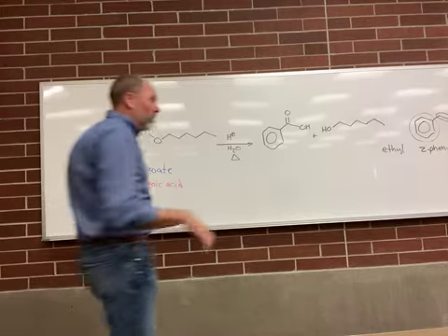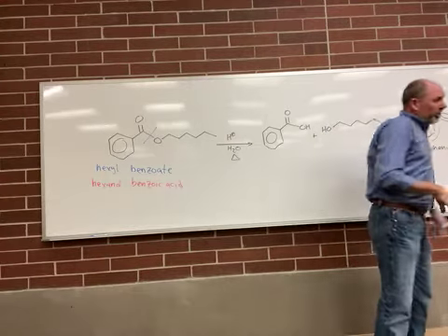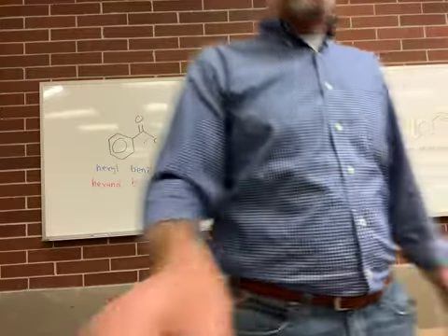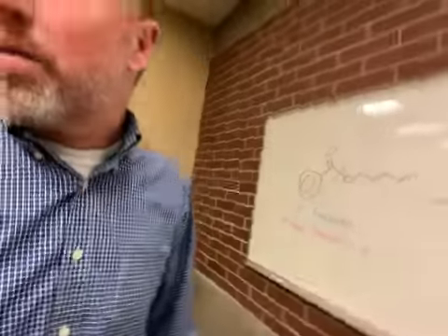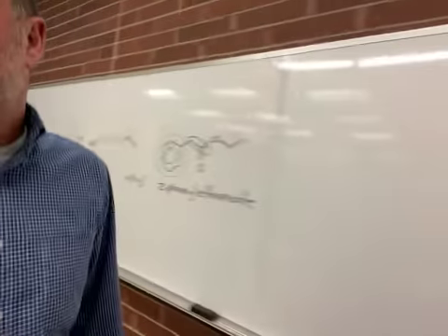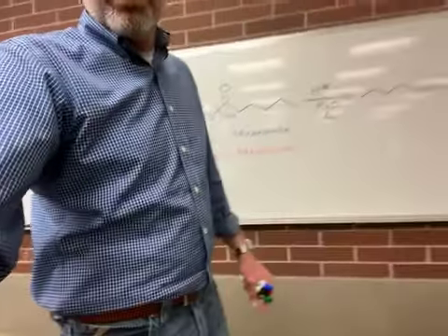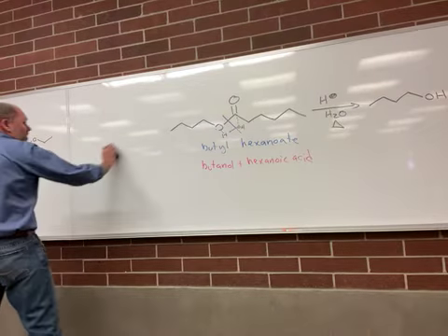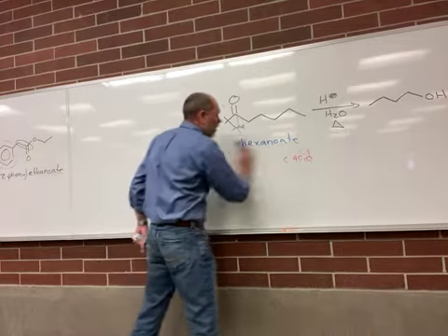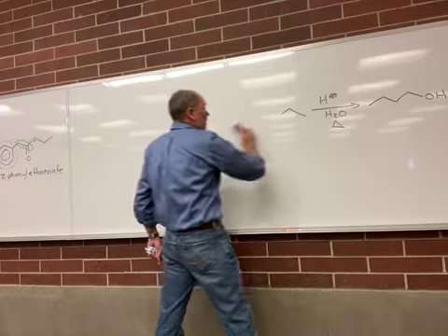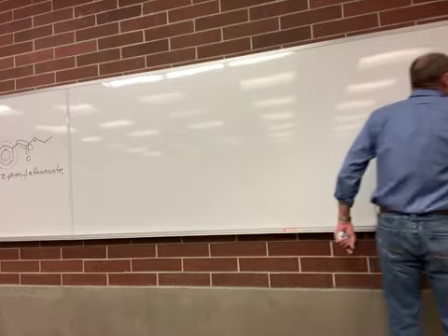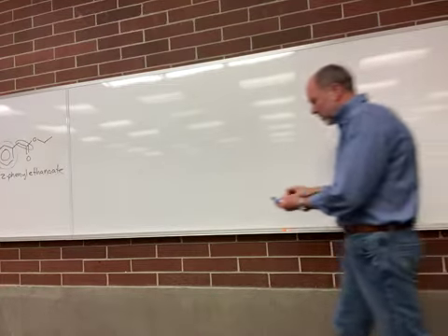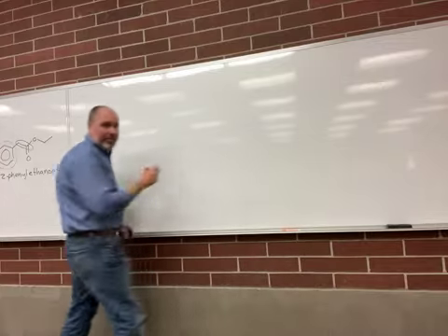Okay, so the next thing that we're going to do is we're going to see that carboxylic acids, when they react with alcohols, make esters. Huh, that's kind of interesting. So if I take a carboxylic acid and an alcohol, I make an ester.